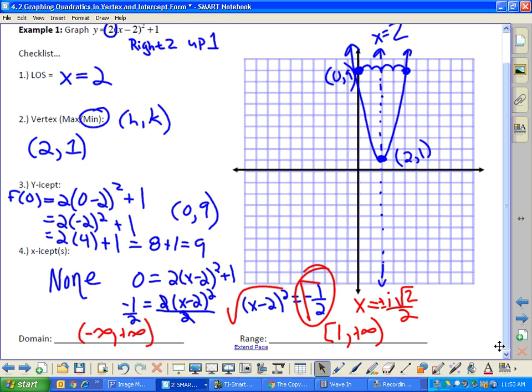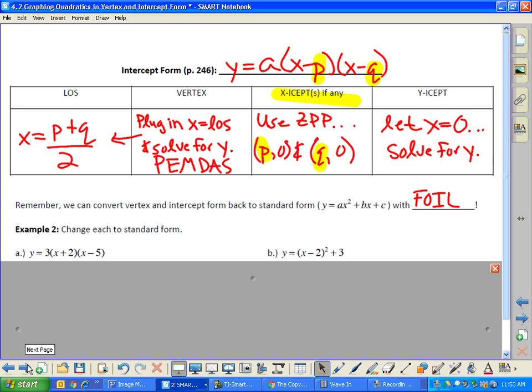We have one more form. You've actually done this form a little bit. We have our intercept form. And this is just what happens if you factor standard form. You get y equals a times the quantity of x minus p times the quantity of x minus q.